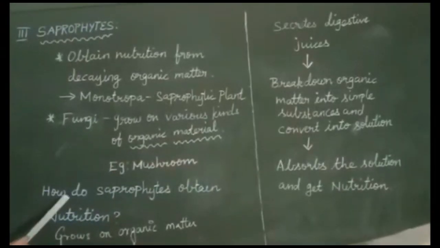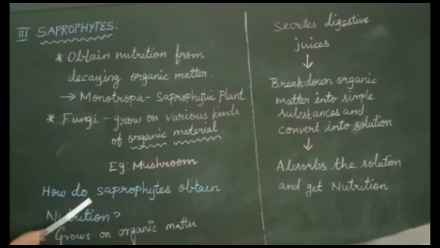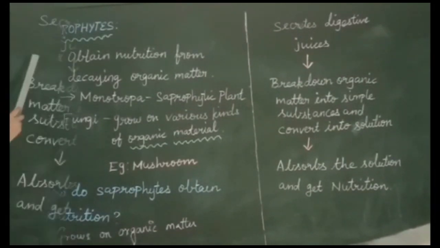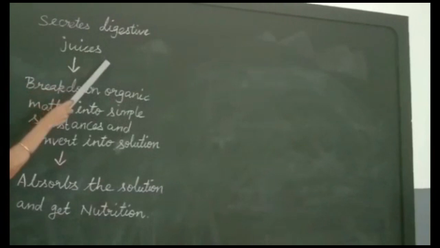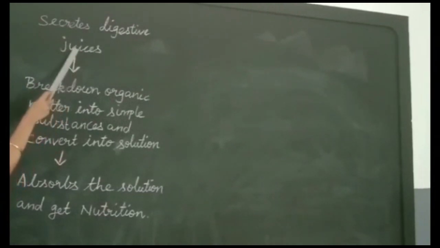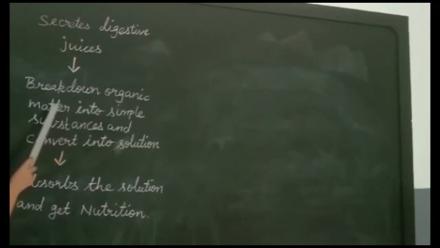The next topic is how do saprophytes obtain nutrition. Saprophytes normally grow on the dead and decaying organic matter. Then they secrete digestive juices. With the help of digestive juices, they break down the organic matter into simple substances and convert it into solution. Then finally, they absorb the solution and get nutrition.